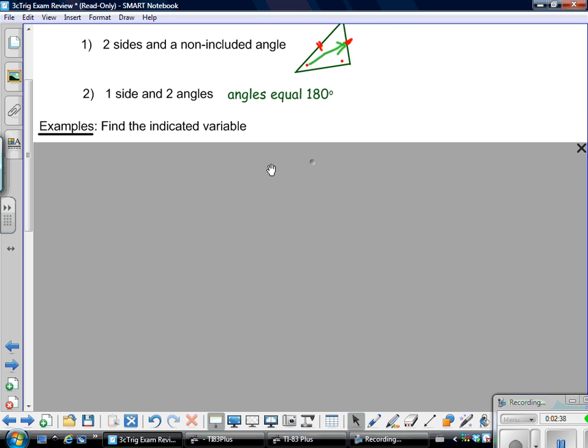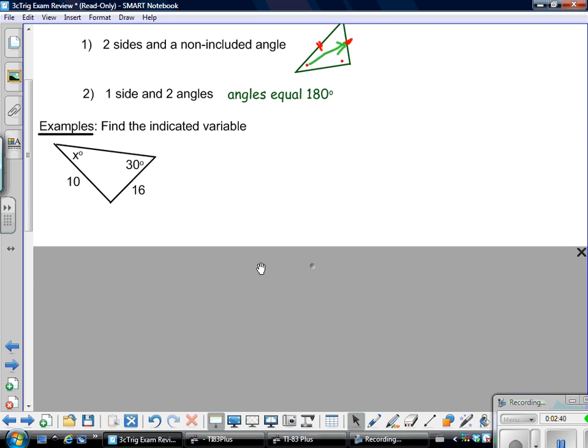Okay, so let's look at the first question that we're going to look at. So in this case, I'm asking to find angle X. You can see that they have given me two side lengths, the 10 and the 16. Now, have they given me a non-included angle? Yes. The 30 is non-included, right? Because the included angle would be down here. They didn't give that to me. They gave me this one. So in other words, I have this matching up.